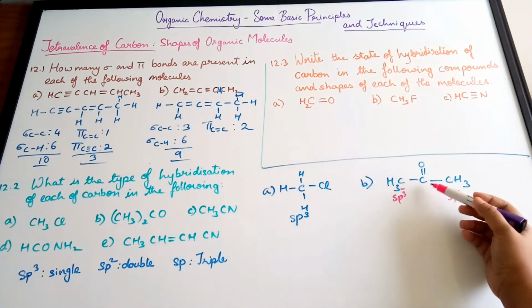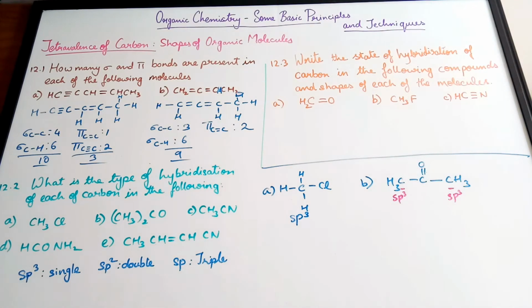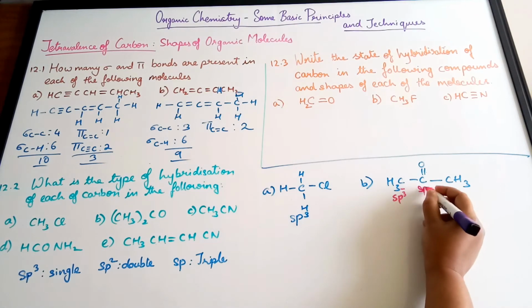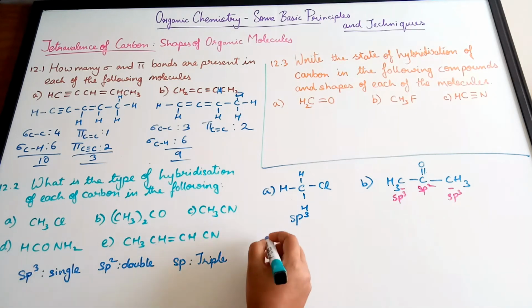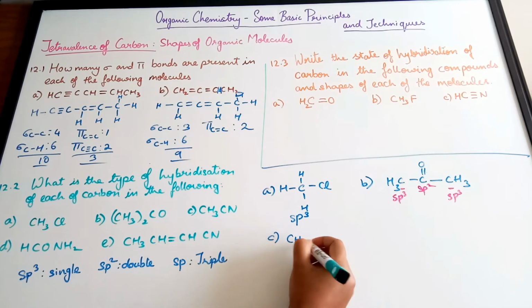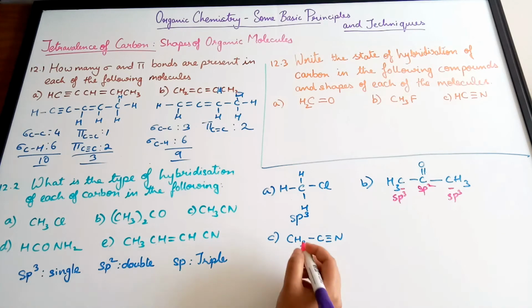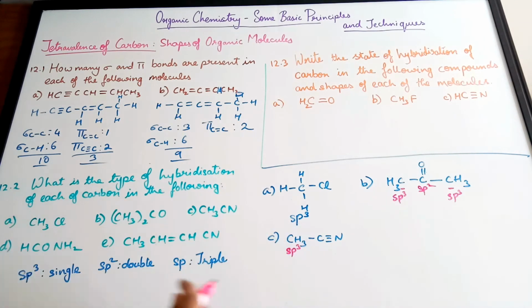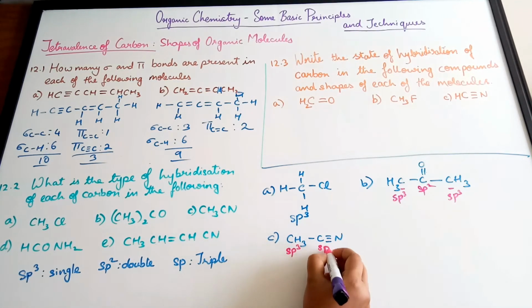However, the carbon over here, it's bound to oxygen. It has how many bonds? 2 bonds, which means its hybridization will become sp2. Next one, CH3CN. So CH3 C triple bond N. Now, again, this carbon atom, 3 plus 1 equals 4, which means it has formed only single bonds. So its hybridization is going to be sp3, and C triple bond N, so it has a triple bond, which means its hybridization is sp.